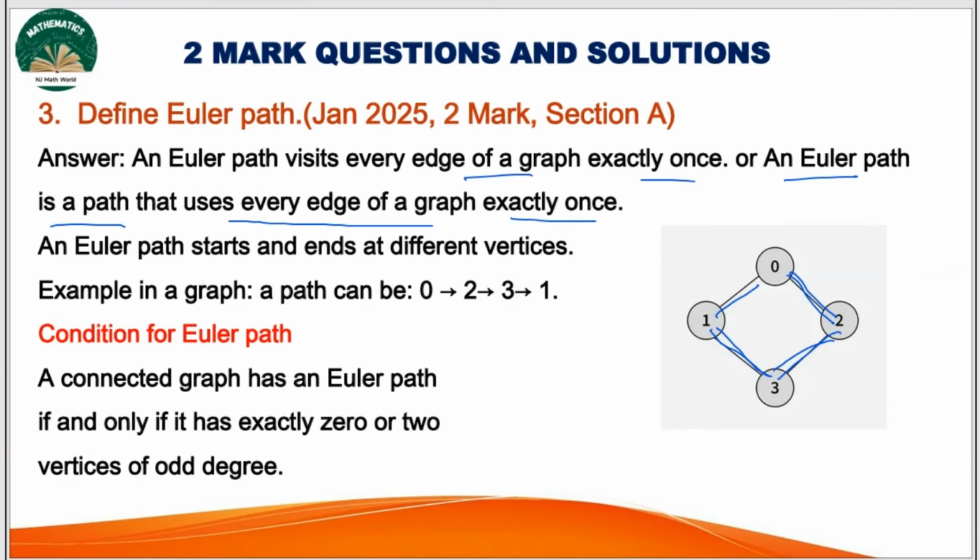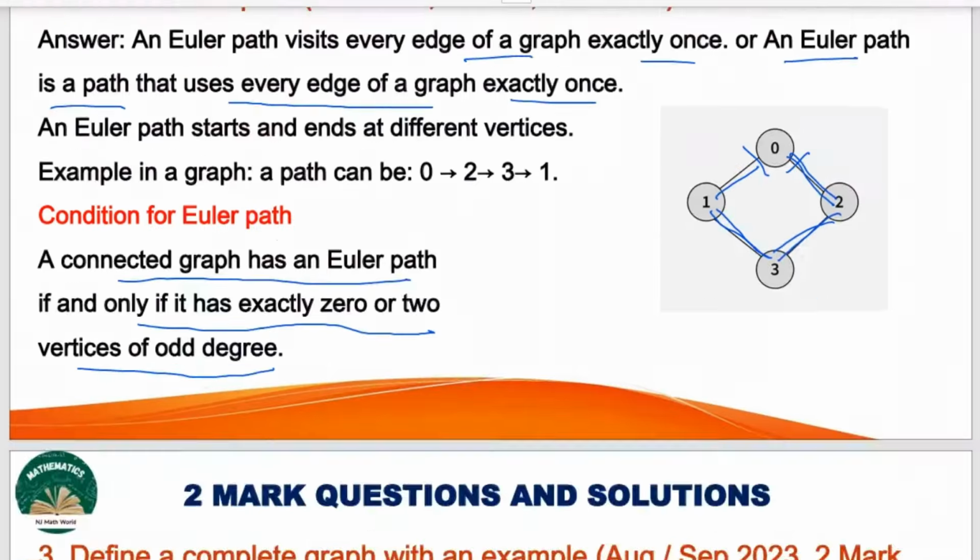Now, the condition for Euler path: a connected graph has an Euler path if and only if it has exactly 0 or 2 vertices of odd degree. So the degree should be odd, that is, exactly 0 or 2 odd degree vertices. Then you will have an Euler path.